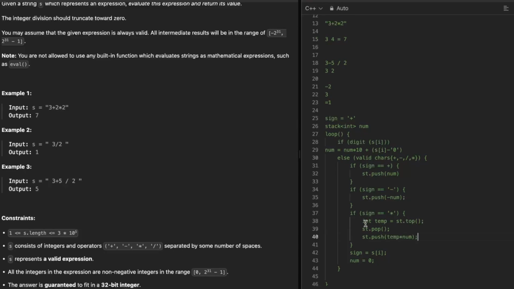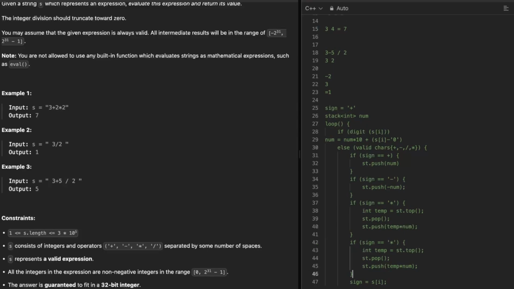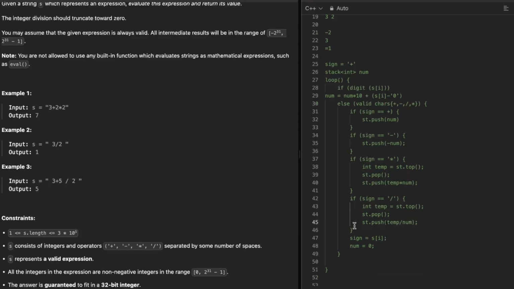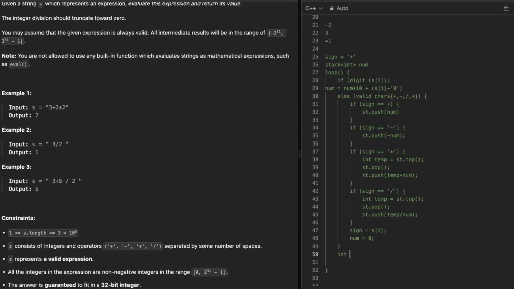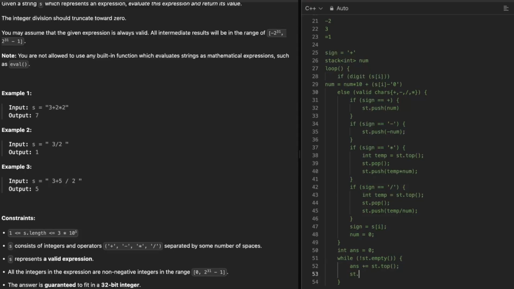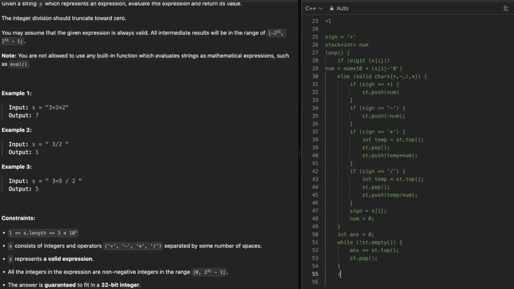So st.push(temp multiplied by num). Makes sense, right? Similarly for the division also we can do, but here you see you have the left and the right, so you will have left divided by right. Makes sense? And at last you will have the result, or you can say answer, and you can just traverse the stack and do answer plus equals st.top, then st.pop, and at last return the result.